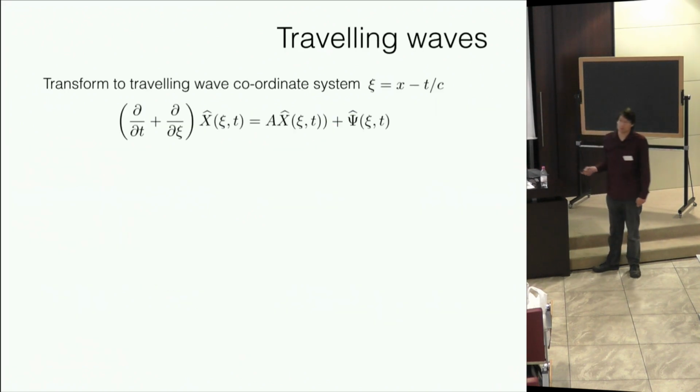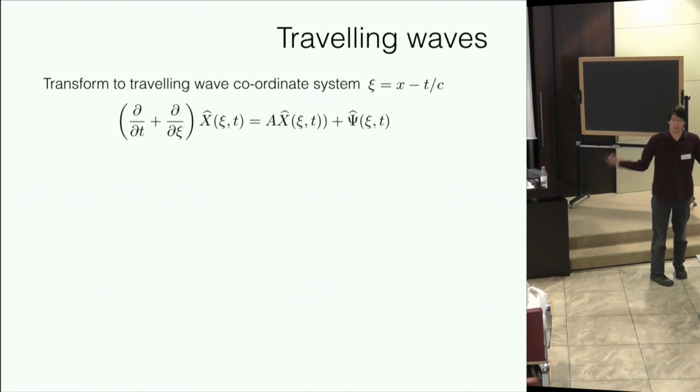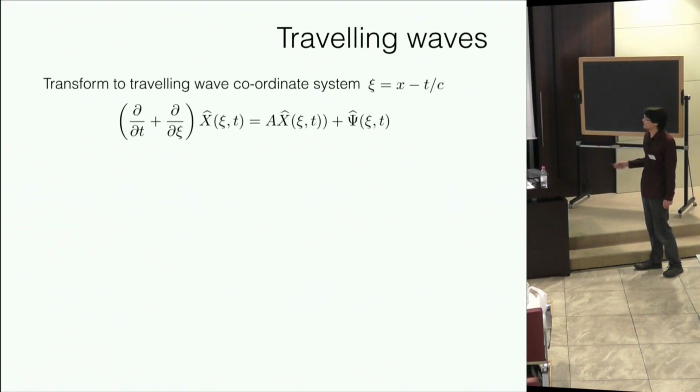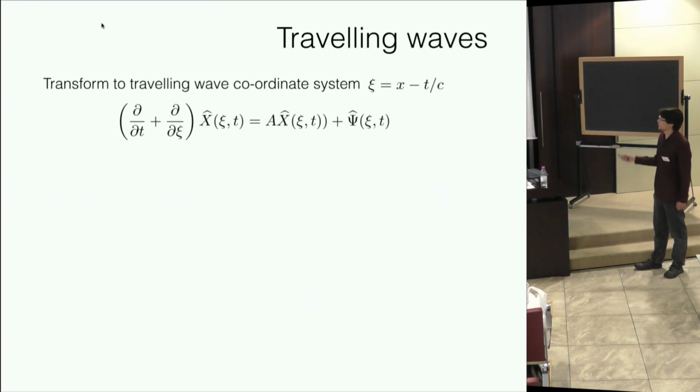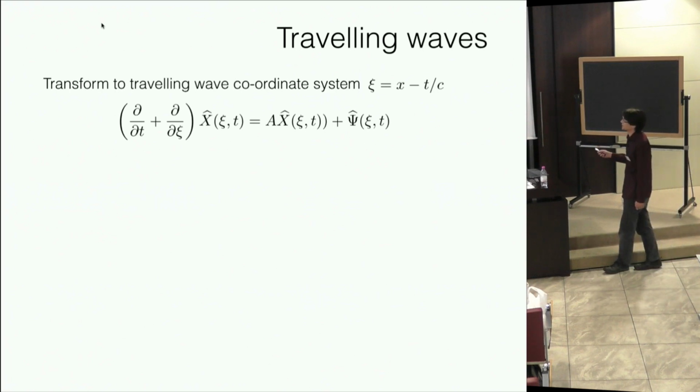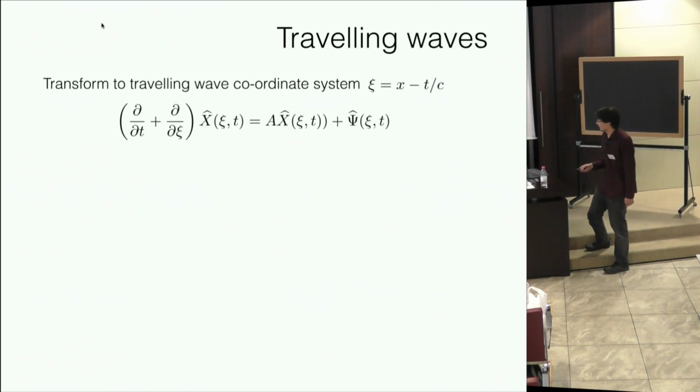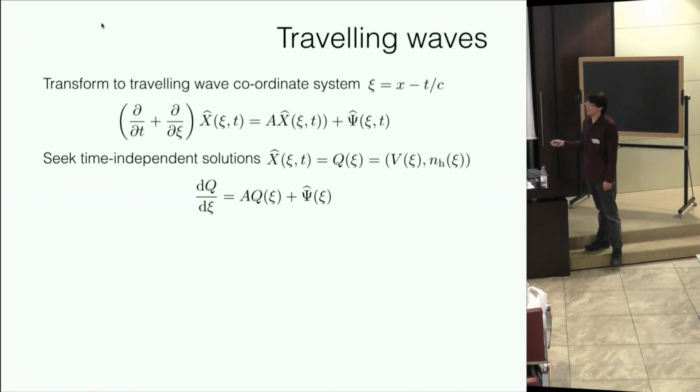Okay, so then the sensible thing to do is to bring these ideas together, and instead of thinking about yourself as either being fixed in space or fixed in time, you just move to a co-moving frame. So you make the standard traveling wave coordinate transformation, and you look for time-independent solutions, which will give you an orbit that corresponds to a wave, which corresponds to grid cell firing.